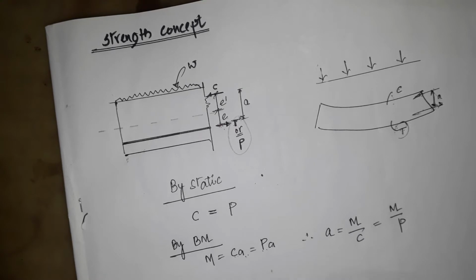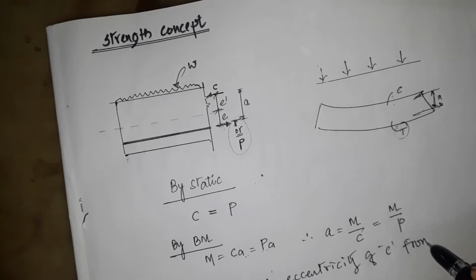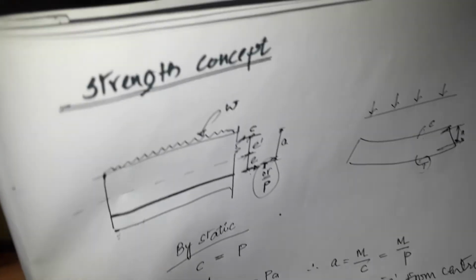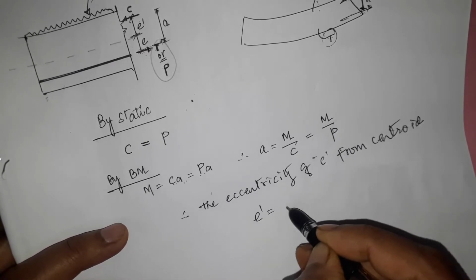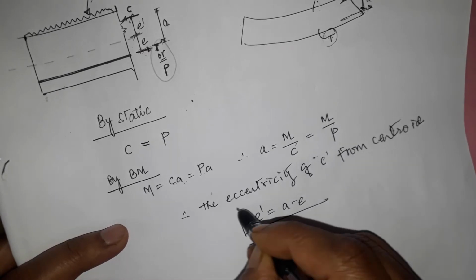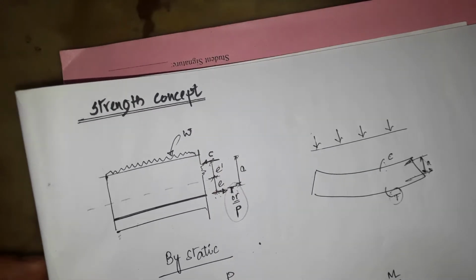Therefore, the eccentricity of C from the centroid, E dash, is nothing but A minus E. So what is E dash? A minus E. Understood? Okay.